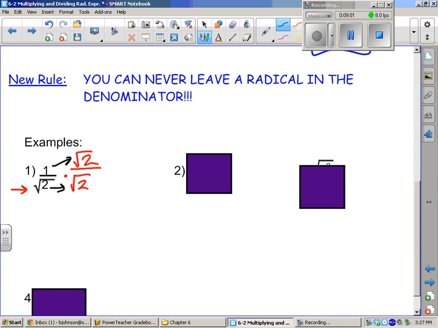1 times root 2 is just root 2. And then root 2 times root 2, remember you can put them underneath the same radical. 2 times 2 is root 4. Why is that helpful? Because square root of 4 is just a plain old 2, and now there's no radical down there. Okay, this is the simplified version.